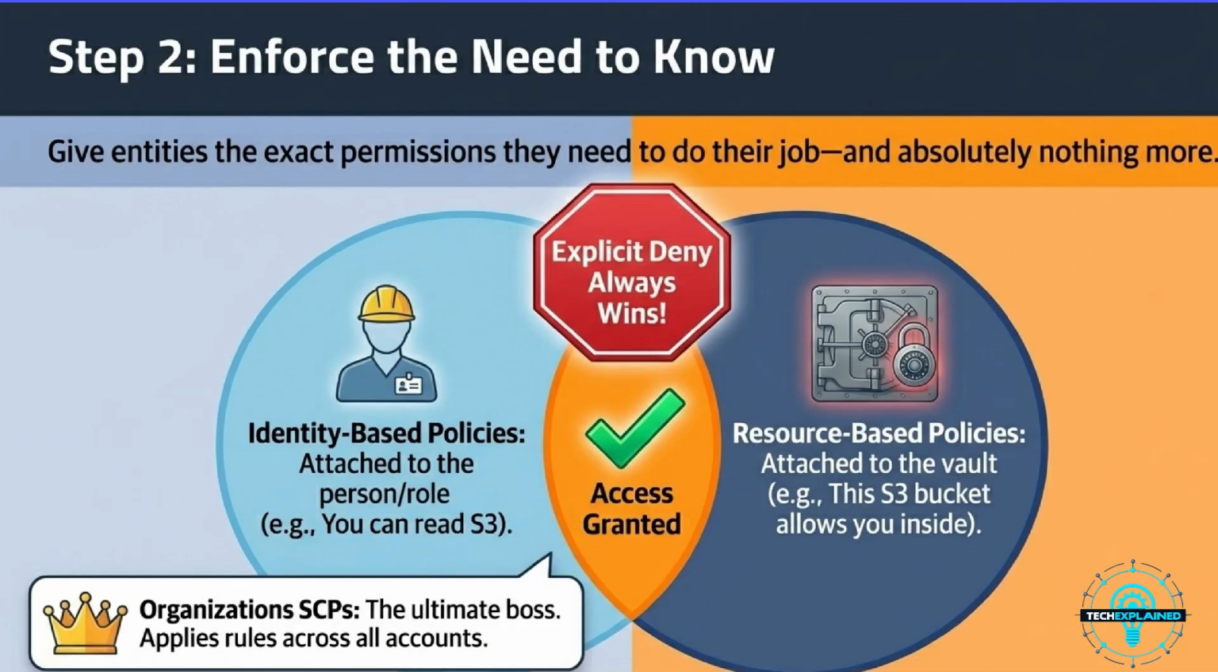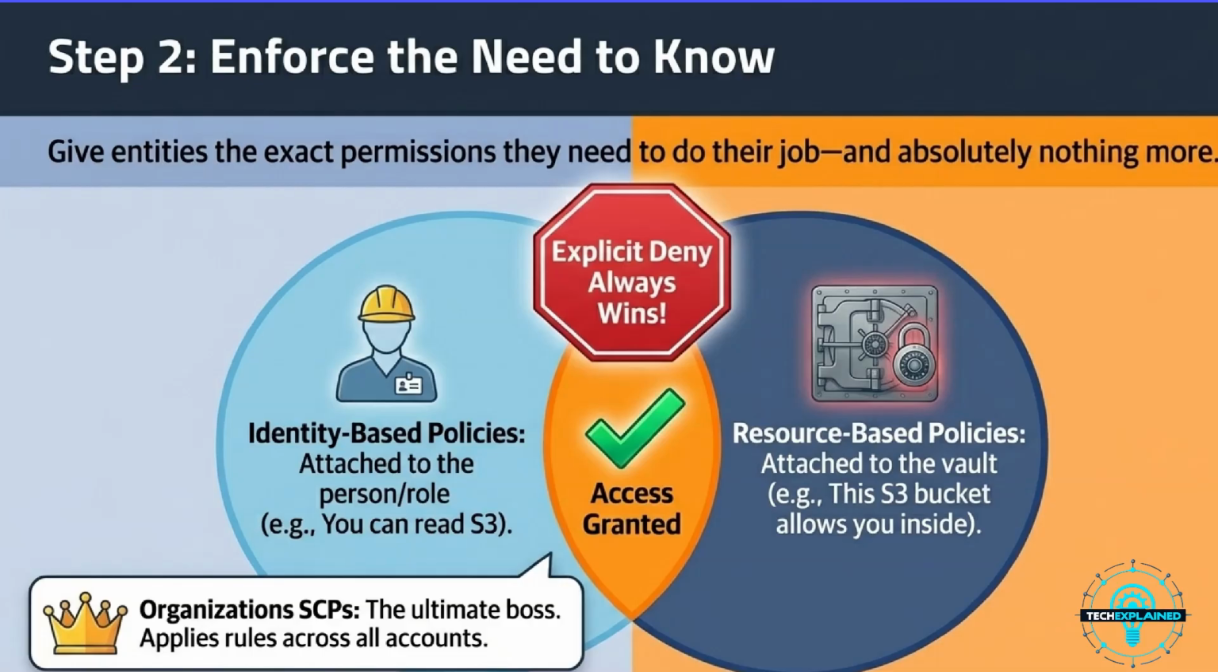Step 2 takes us deeper into access control with the principle of least privilege. This means giving users and services only the permissions they absolutely need to do their job. Nothing more. You'll work with two types of policies: identity-based policies that attach to users and roles, and resource-based policies that attach to resources like S3 buckets. Here's where it gets interesting. Explicit deny always wins. If any policy says deny, access is blocked, even if another policy says allow.